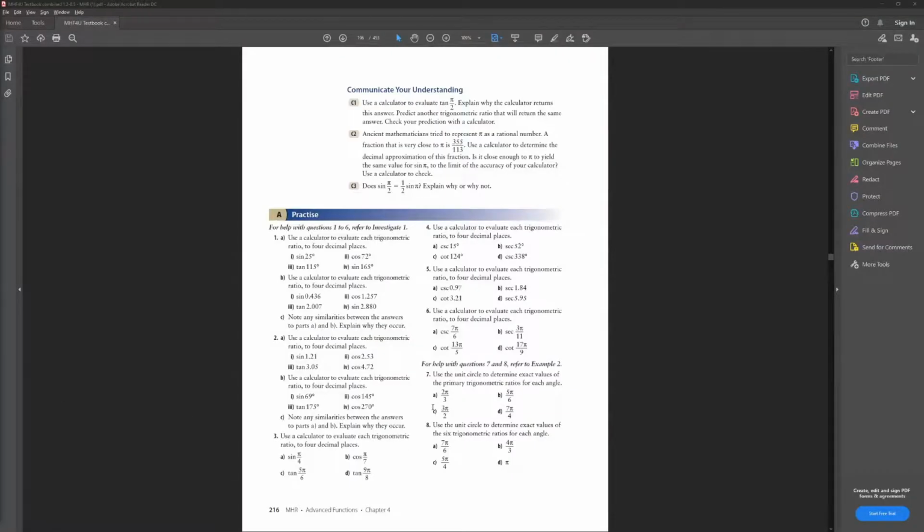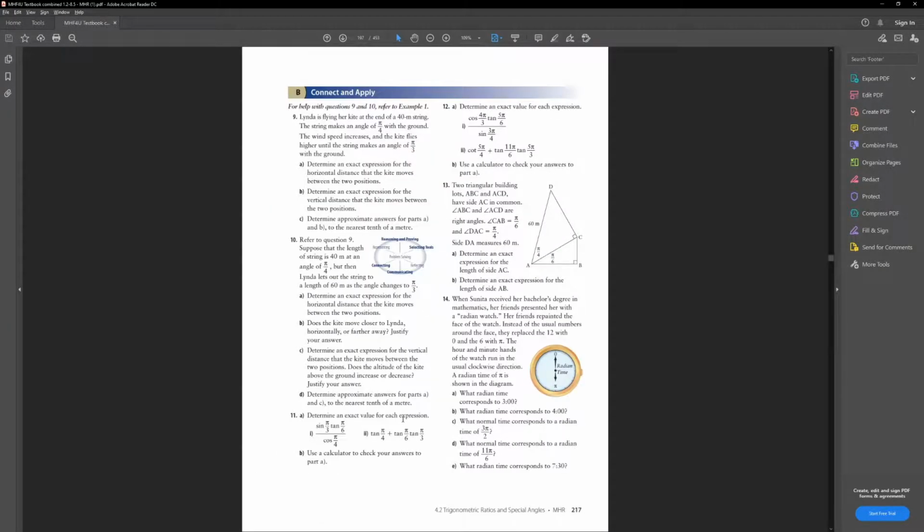Okay, so I assigned 7 and 8, which is just finding the exact values of each of these angles. You know how to do that, therefore I'll just let it be. The same exact thing is for 8. It's asking you to use the unit circle, but if you just remember how to calculate them, you'll be so much happier.